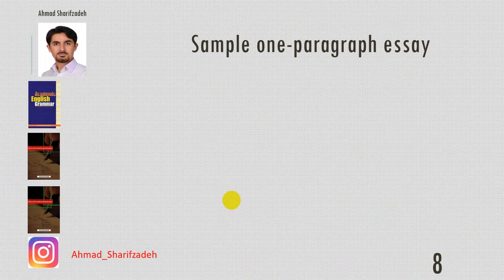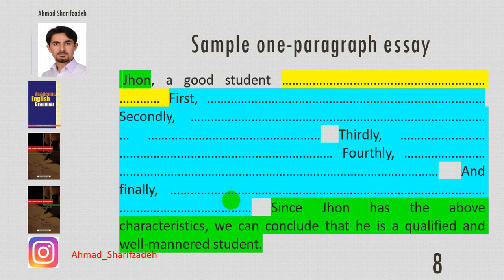It is a sample one paragraph essay, and here we have only the topic or the title, not the topic sentence. It says John a good student. This is not a sentence. You should write it as a sentence here. For example, you can say that John is a good student. Okay, John is a well-mannered student, or something like this.